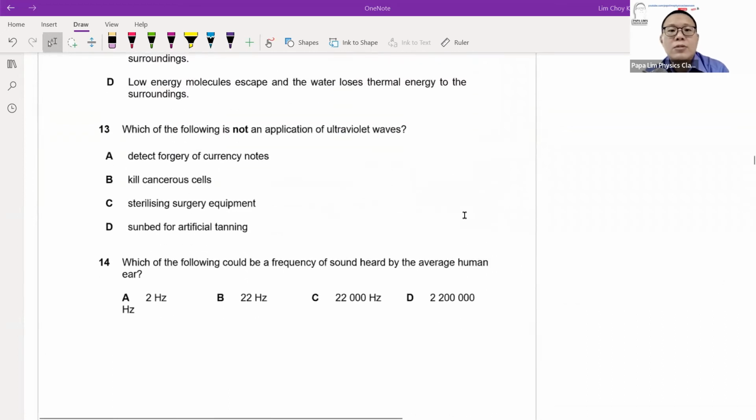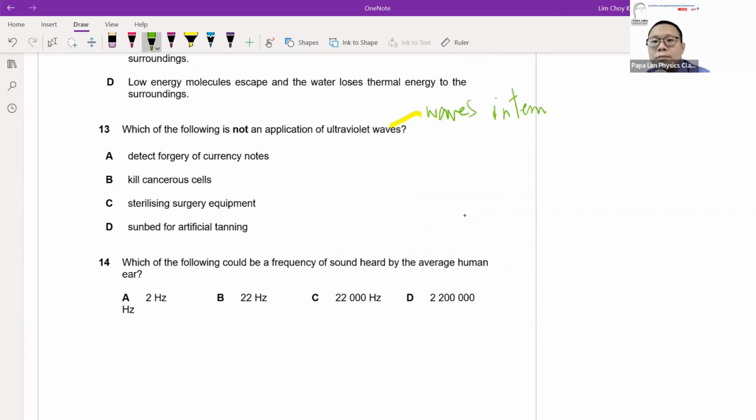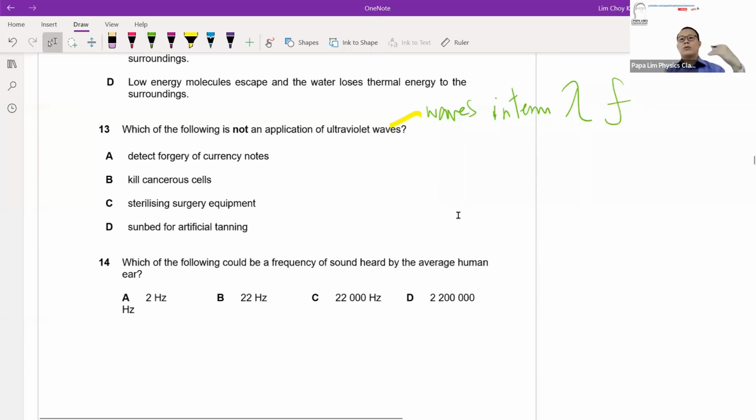Which of the following is not an application of ultraviolet? Here, remember the electromagnetic spectrum. You must remember the arrangement of the waves. What are the waves available, in terms of your wavelength and the frequency? For example, if I want to arrange the components of the EM spectrum in increasing order of wavelength, or maybe decreasing order of frequency, I must know which wave belongs to the first section, second section, third section, all these things.